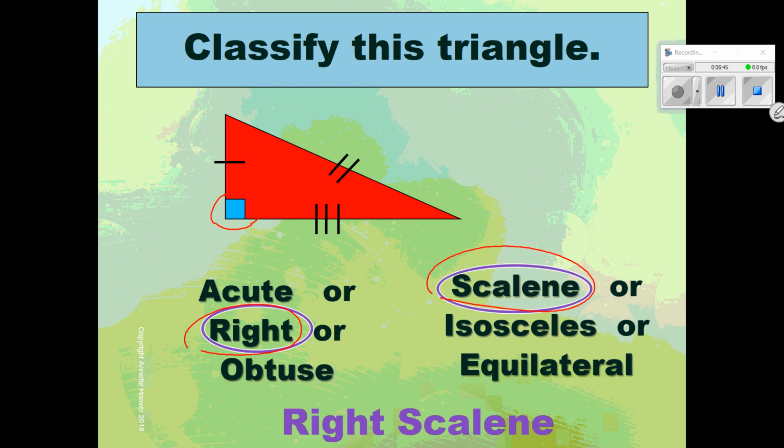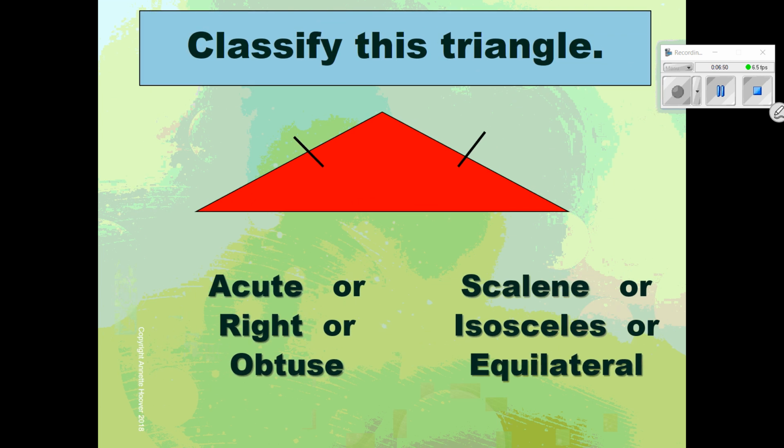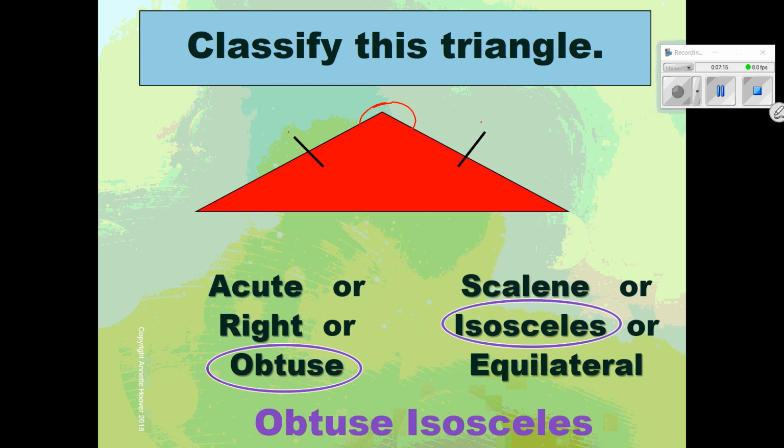Okay, so you try it. Now look at this one. Look at the angles first. Do you see any that are exactly 90 degrees or more than 90 degrees? Look at the lengths of the sides. What do you think you would name this triangle? This is an obtuse because this angle right here is greater than 90 degrees. And we know that there are two sides the same, so we call that an isosceles. So this is called an obtuse isosceles triangle.